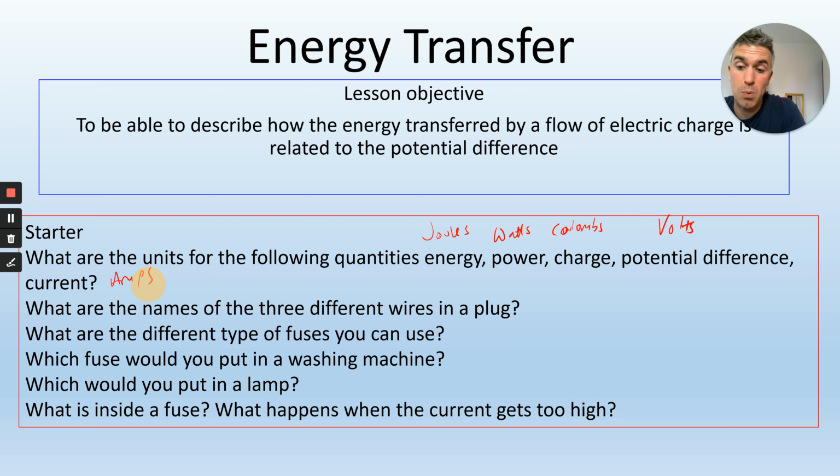What are the names for three wires in a plug? You have neutral, live, and earth. What are the different types of fuses you can use? There's 3 amps, 5 amps, and 13 amps.